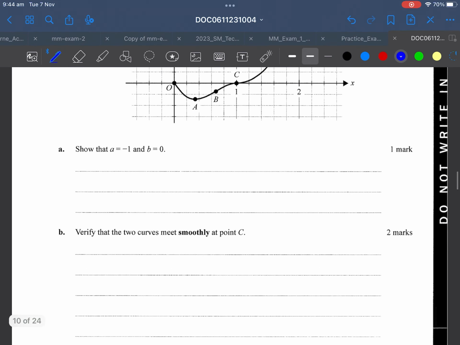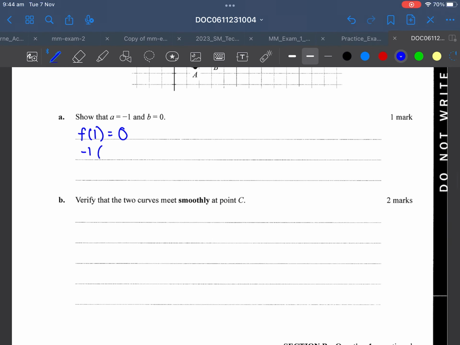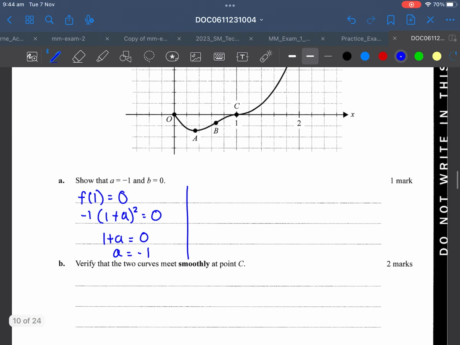Okay, so our first question. Show that a equals minus 1. So we know that f(1) equals 0, so minus 1 times (1 plus a) whole squared equals 0. So that means 1 plus a equals 0, so a equals minus 1. We can do the same with the other function to find b, so e to the power 1 minus 1 minus 1 plus b equals 0, so that would be 1 minus 1 plus b equals 0, so b equals 0. There you go.